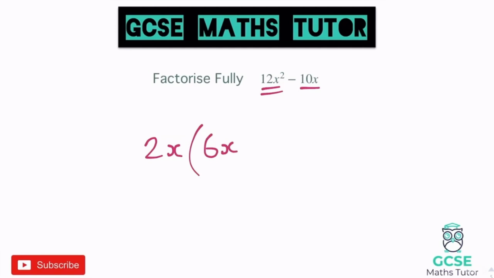Again, just copy the sign, we finish with that piece. How do we get from 2x to 10x? Well, from 2 to 10 is 5, so times that by 5, but we don't want to put an x in with that piece because we don't want an x squared up here, just the 10x. So that's that one finished. There we go, 2x brackets 6x minus 5.